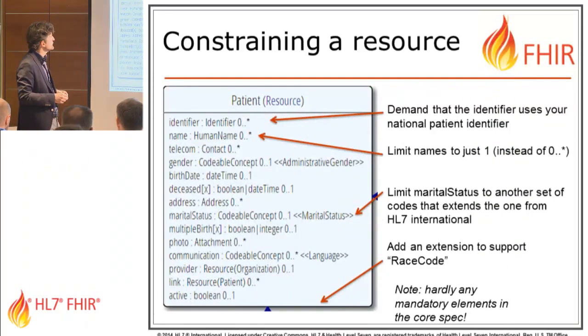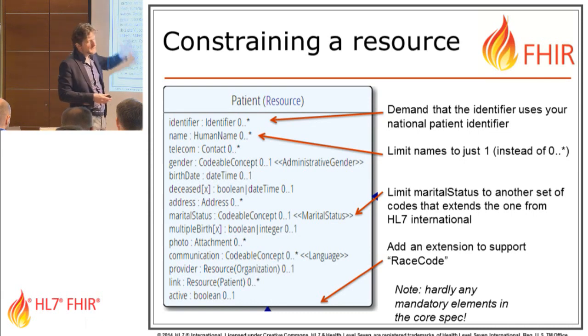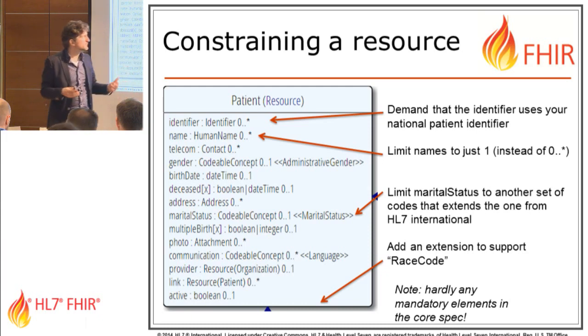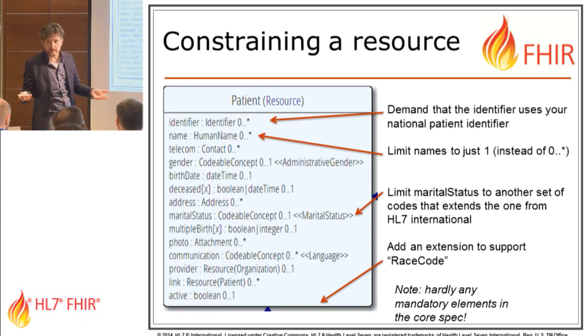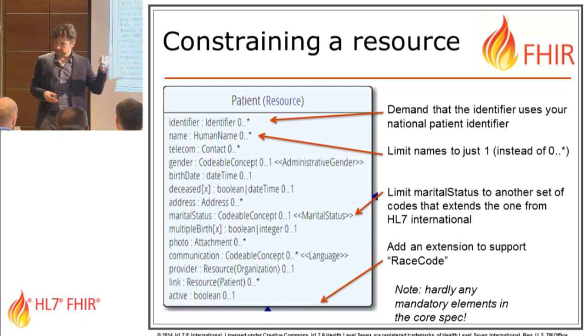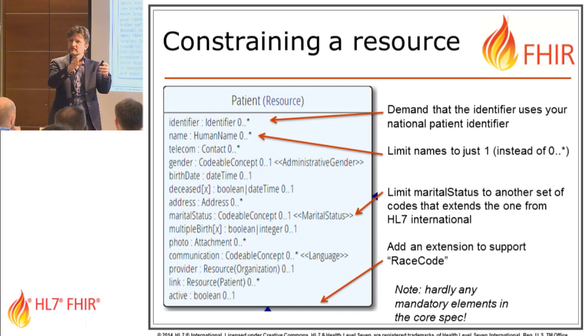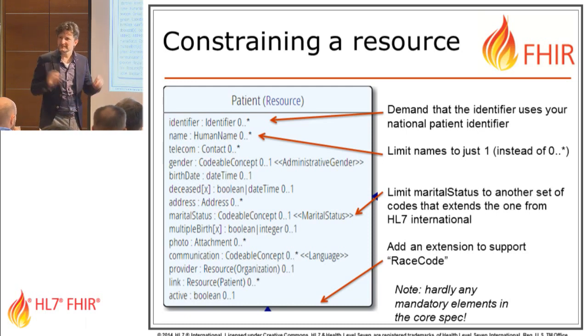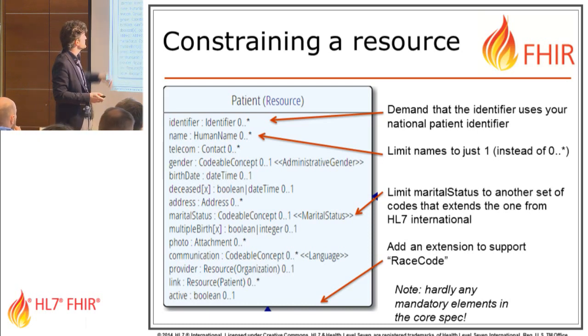So some specific examples of constraining a resource. Patient in the specification. A very common demand is that the patient identifier should at least have the national patient identifier. These are the kind of things you can say in a profile. Limit human names to just 1 instead of 0 to star. In fact, during the FHIR Developer Days 2 weeks ago, we took a good look at this, and do we really need 0 to star names? This is actually there because you could say this guy or this girl has a VIP name, and a real name, an artist name, a real name. Is it really a use case we want in that 80%? But still we have 0 to star human names.